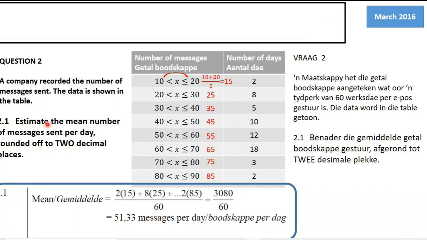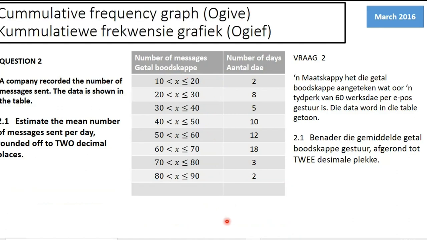I see this question a lot, and I've been teaching for a long, long time. Whenever they say estimate the mean, or they say get the approximate mean, that is what they want. So get the middle number, multiply it by that frequency, get the new answer, add, and divide. Okay? So, of course, eventually they're going to go to the ogive and so on, but that's always the first thing that they ask. Always the first thing.